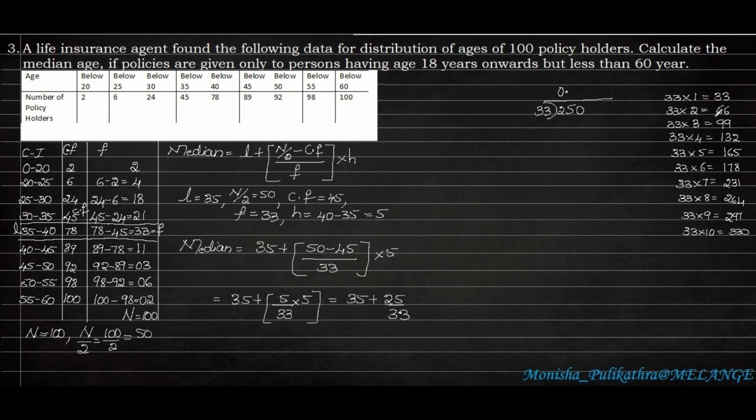So 250. So the number equal to or less than 250 is 231. So 33 sevens are 231. So by subtracting, we got 19. 19 is not divisible by 33. Because of this point, we have to add a 0 here. So the number less than 190 is 178. Okay. So 33 sixes are 198, 178. So when we subtract, we get 12.